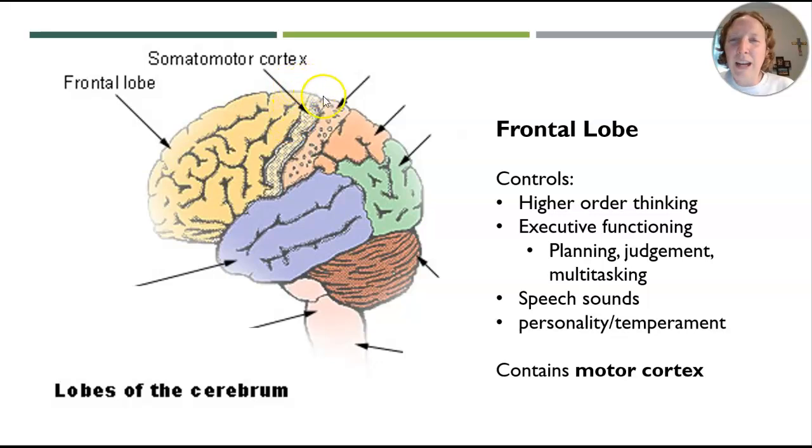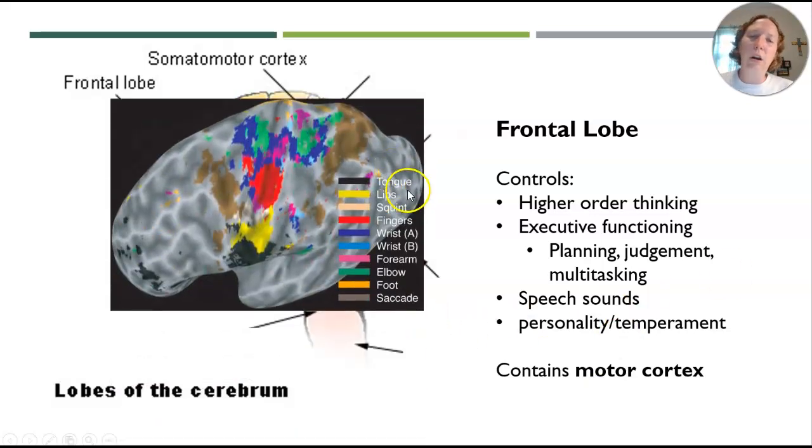Notice we also have kind of a headband that goes across the back of the frontal lobe and across the head. This is the somatomotor cortex, also just known as the motor cortex. And this is the area of the brain in charge of moving our body parts, things like our tongue, our lips, our fingers, things like that. You don't need to have all this memorized, but this is just kind of a cool picture to show you that certain areas of our brain specialize in our motor movement.